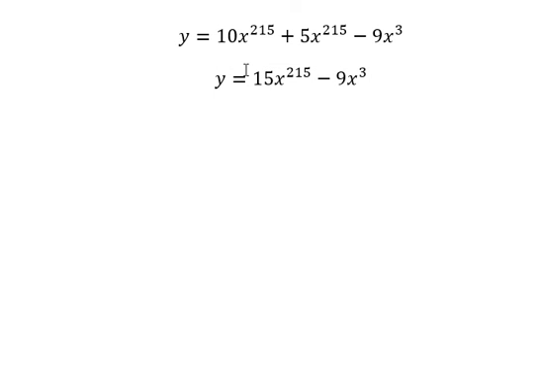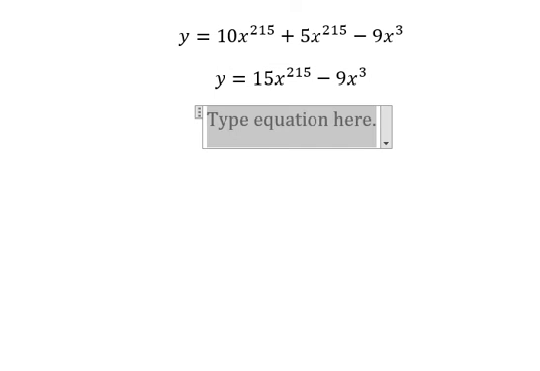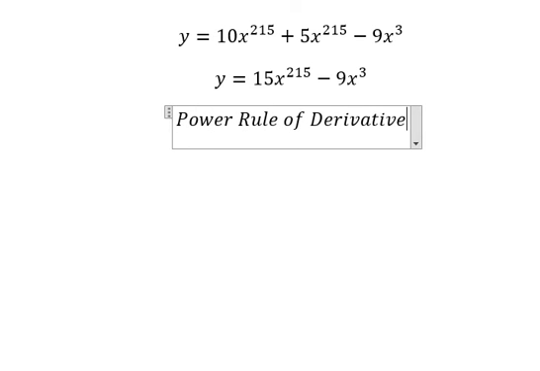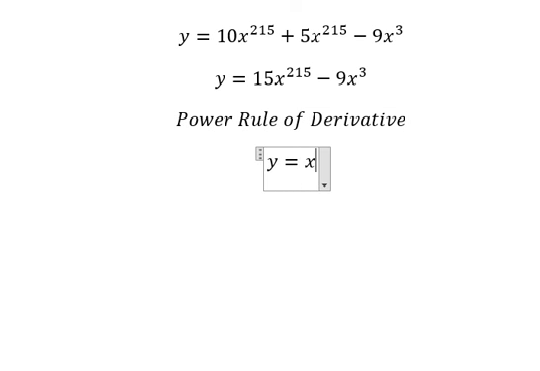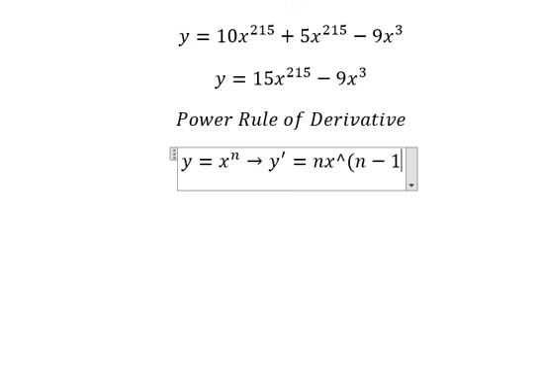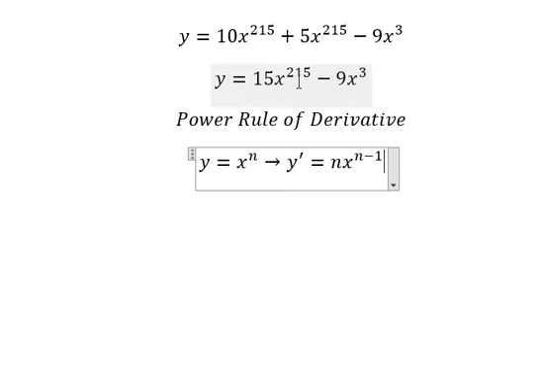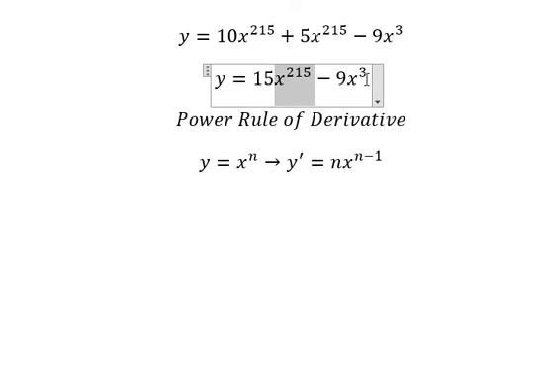Now we can apply the power rule of derivative. So we have y equal to s to the power of n. So if I do first derivative of this one, we have n s to the power of n minus 1. Now we can apply similar for this one and this one.